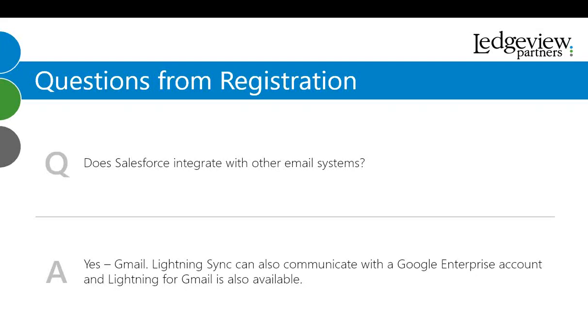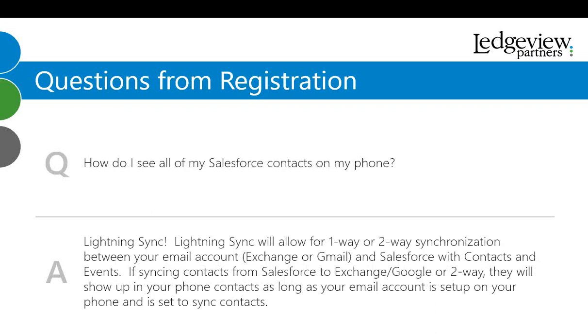Does Salesforce integrate with other email systems? I alluded to this a little earlier. We focus mainly on Outlook, but the answer is yes, it hooks into Gmail as well. If you have a Google Enterprise account, a business account with Google for Gmail, Lightning Sync also works with that. They have Lightning for Gmail, and Lightning Sync also ties into that as well. So depending on which one you have, it works with those two systems.